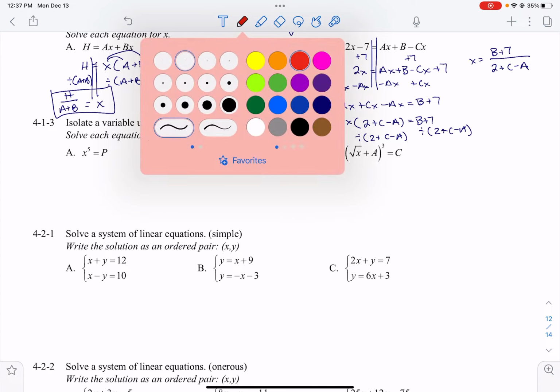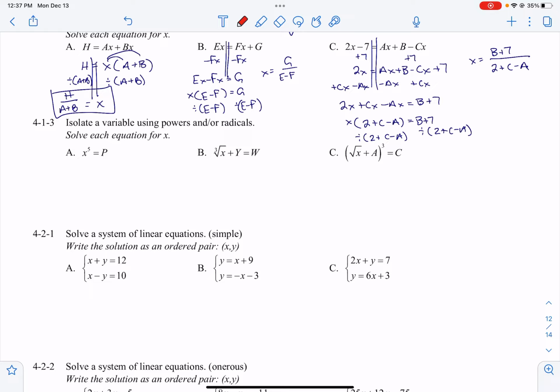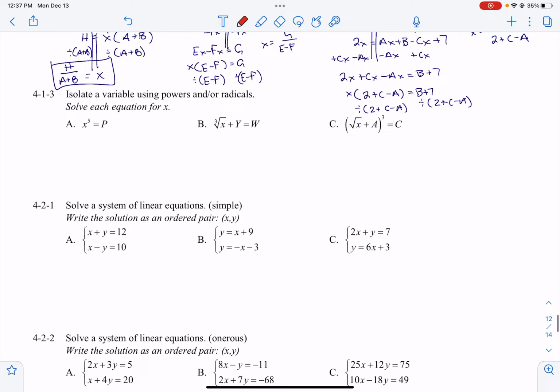All right, let's change color for this next row. We are still trying to get x by itself. So x to the 5th equals p. To get rid of an exponent, I have to take the 5th root. So x equals the 5th root of p, and I'm done.